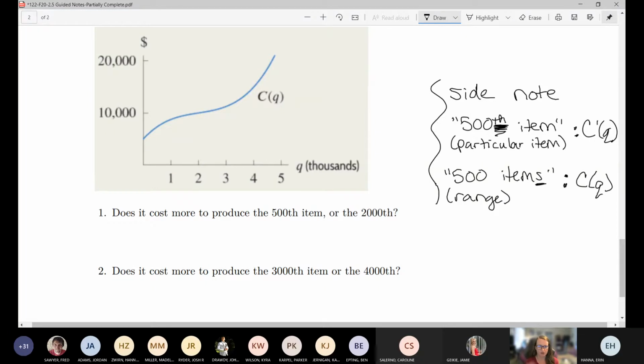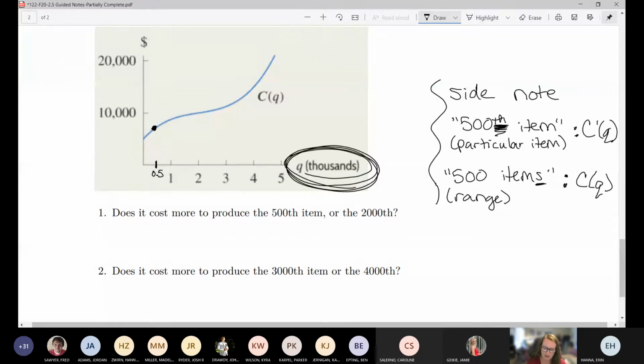Since we don't have the derivative function here, we need to talk about our slopes. Again, if I want to talk about producing the 500th item, I technically want to look at the slope at the 499th. Now, these Q values on the axis are in thousands, so 500 would be at 0.5 here. Since the 499th item is so obnoxiously close to 0.5 on this graph, I can essentially think of it as the slope at 0.5, or take a point right next to it, and that's technically where you want to look.